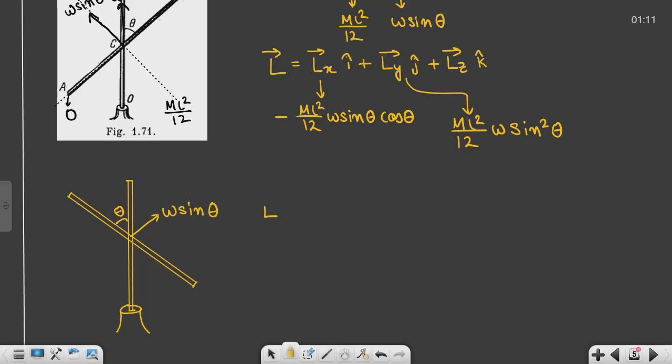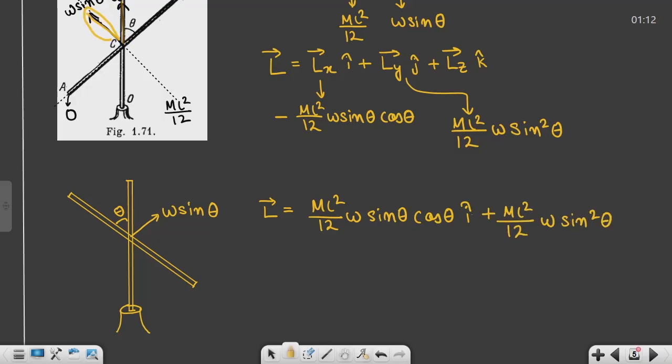So after half a turn, if I say angular momentum along x, y, and z, apart from this value Lx, the sign would just change. Instead of going in this direction, the x component of this value would be in the rightward direction after half a turn. So I'll get plus ml square by 12 into omega sine theta cos theta into i cap. And the j component of this vector would remain the same as it is, plus ml square by 12 into omega sine square theta. Understood? So this is part B of the question.